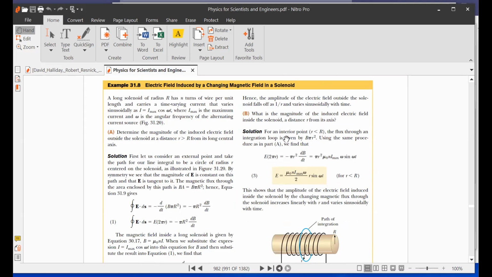We use a similar approach as before: E times 2πr equals minus π r squared dB over dt. Using this formulation and this I formulation, we get that E equals this one. This E here is inside the solenoid. Any question?